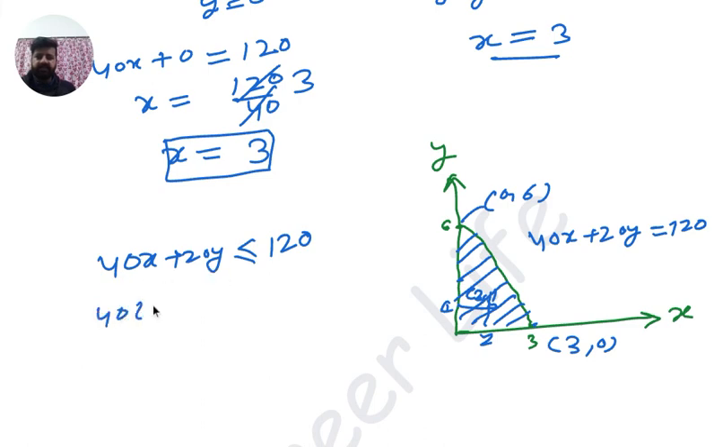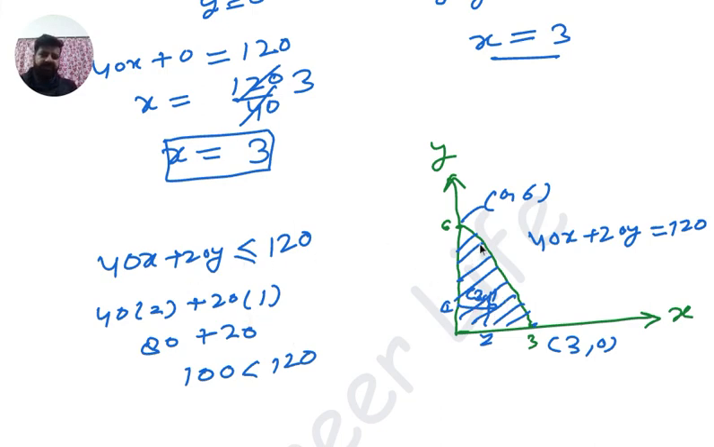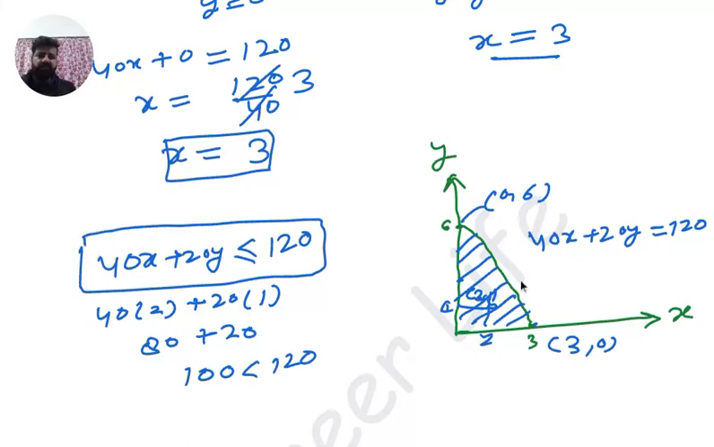40 plus 21. I will solve it and I find 80 and 20, and it is 100, and it is less than 120. So these points satisfy this inequality. All the points lying in this shaded area will satisfy this inequality. So this is the way to represent an inequality. This is a graphical method.